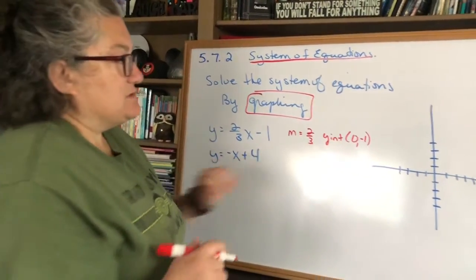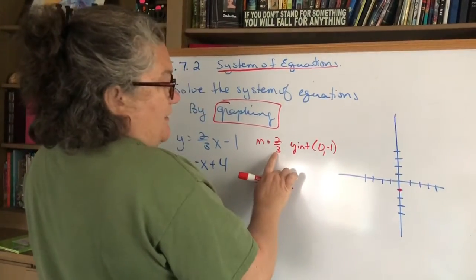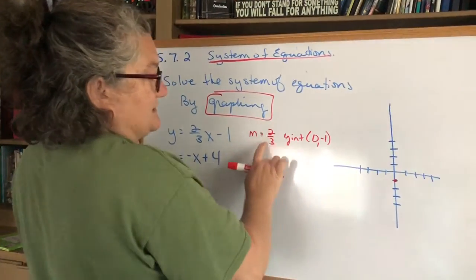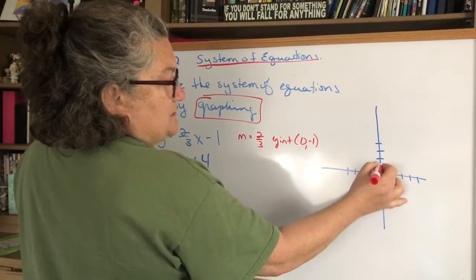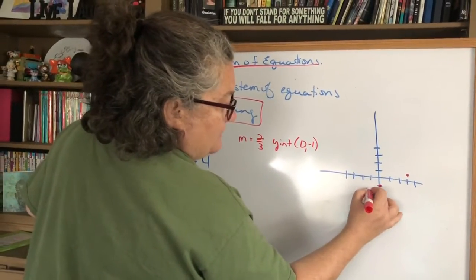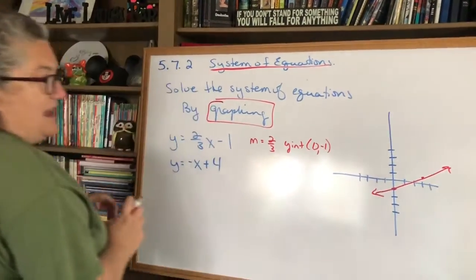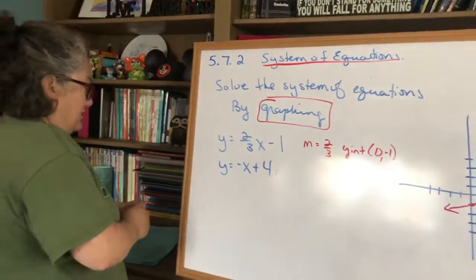So I'm going to graph this one. I come over here to (0, -1), I put a point, and then I go up 2 and over to the right in positive directions. So I go up 2 over 3, and then the best that I can, I graph it. All right, so that is that first one there in the red.